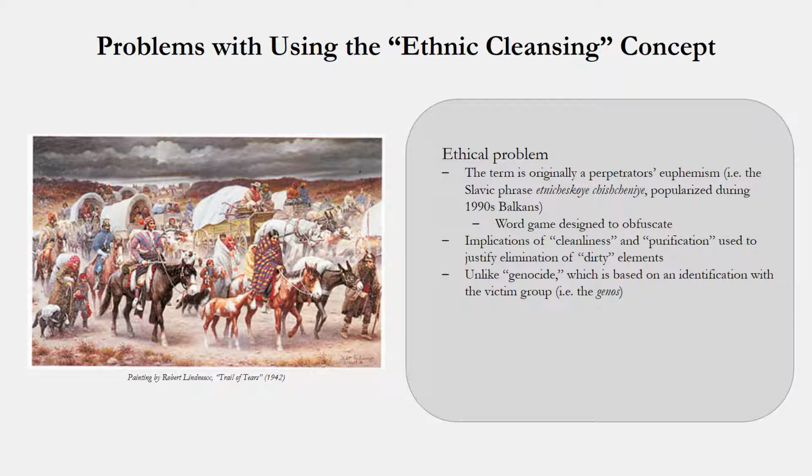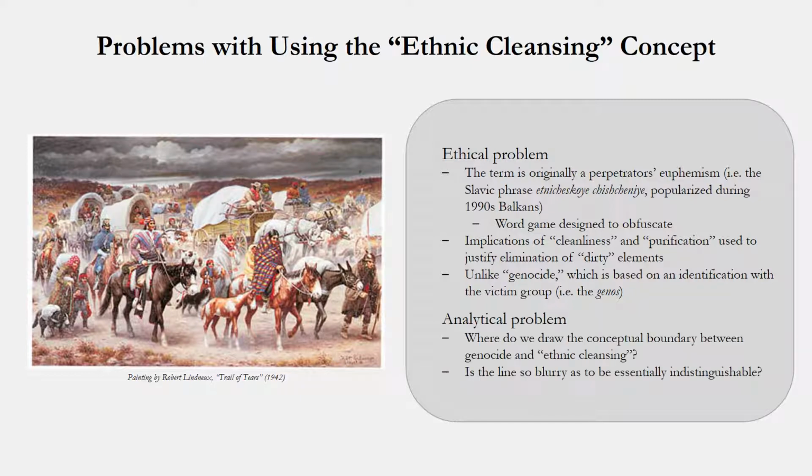So Shaw points out the ethical problem of using the term ethnic cleansing without inverted commas in order to draw attention to its hidden meaning. Anderson kind of misses this point, I think. But Shaw in Reading 2 also identifies an analytical problem with the term as well. It's something I touched upon in the previous slide, and it has to do with the conceptual boundary between ethnic cleansing and genocide. Most scholarly advocates of the ethnic cleansing concept admit that the conceptual boundary is rather blurry.